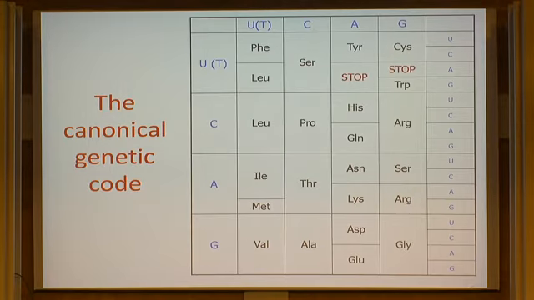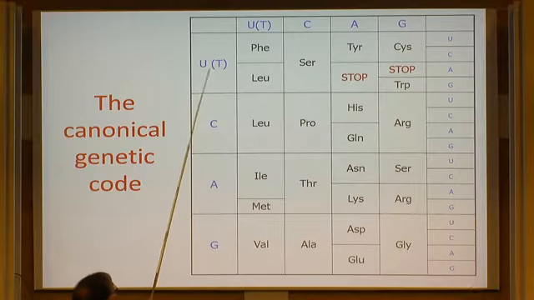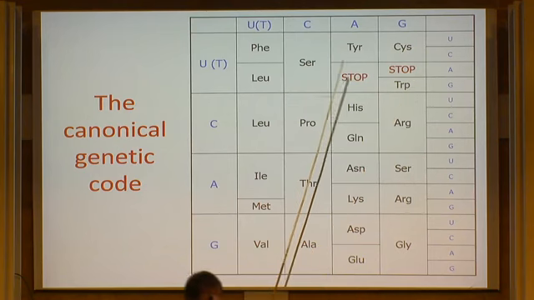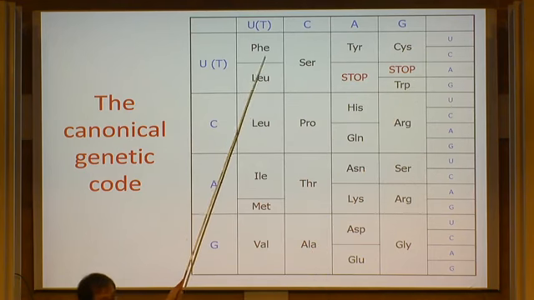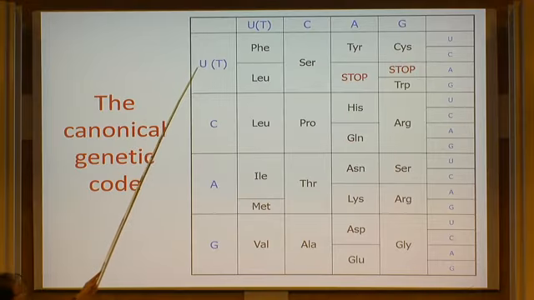So this is what it looks like, and the way you read it is as follows. You start off with the first position here, the second position here, and the third position by one of these. So for example, if you look at U, U, and U, that codon would code for phenylalanine, and similarly for all the other 20 amino acids shown here. In RNA it's U, in DNA it's T, but basically it's the same thing.